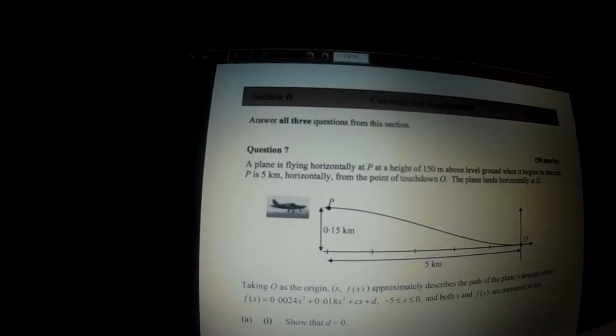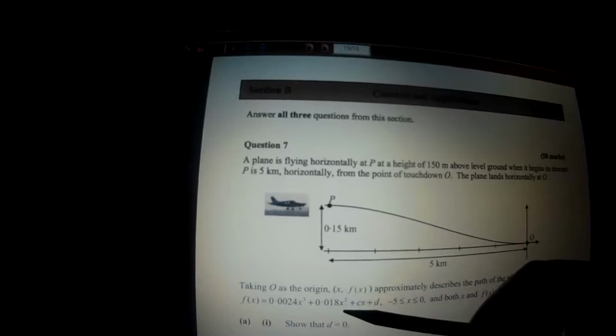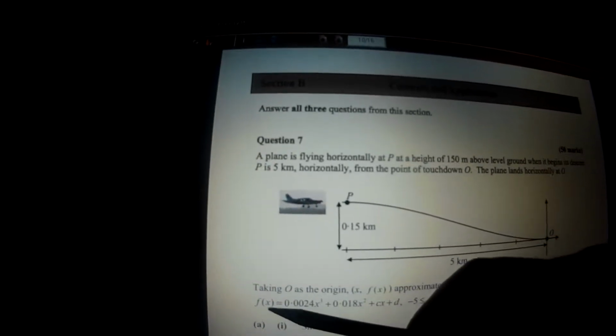Show that d is equal to 0. Well, we have this equation here, which is this flight path, and the origin, which is 0, 0, is a point on that line. So all I have to do is put 0 into there. f of x, of course, is the y. y is equal to this. So if I put in x as 0 there, and cx is also 0, and that is 0, then I can prove that d is equal to 0, which is fairly straightforward.